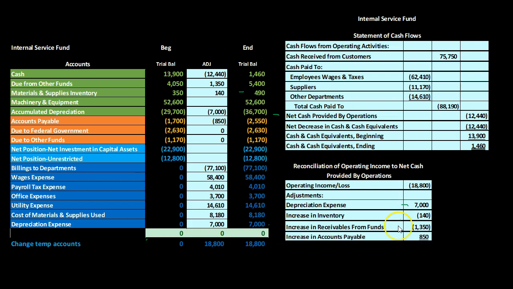And then we have increase in accounts payable, the 2,550 minus 1,700. This is a liability increasing, and therefore it's going to be reflected here on the statement of cash flows as a positive. And then we have the net cash used in operating activities: positive number, negative number, negative number, positive number. If we add those up, we get the 12,440. That 12,440, of course, matches what we have in the direct method as well.